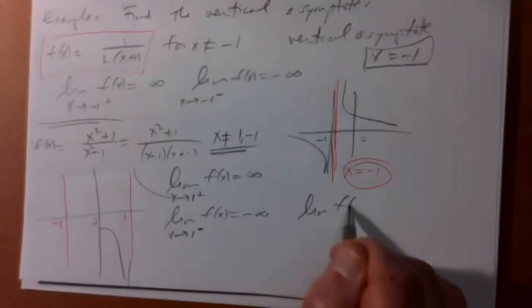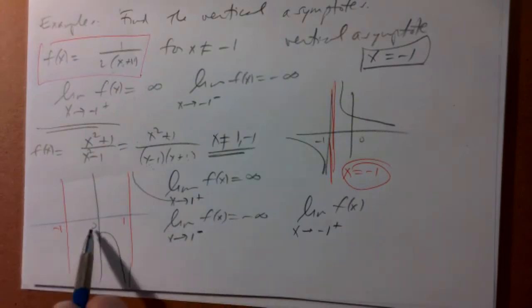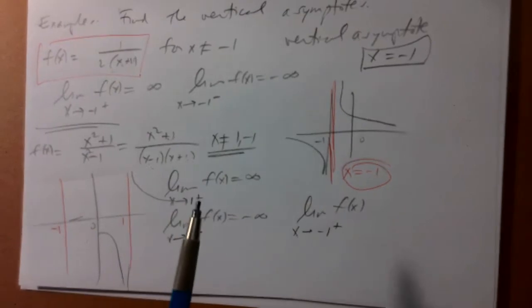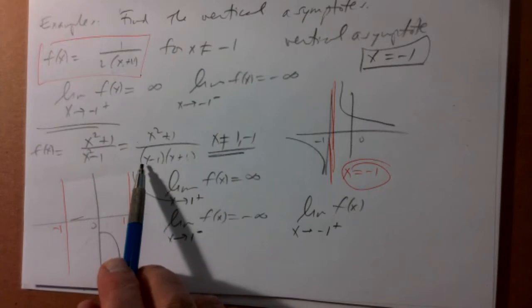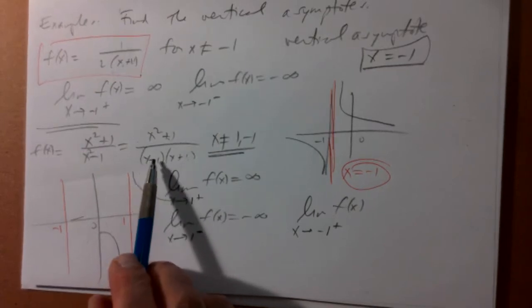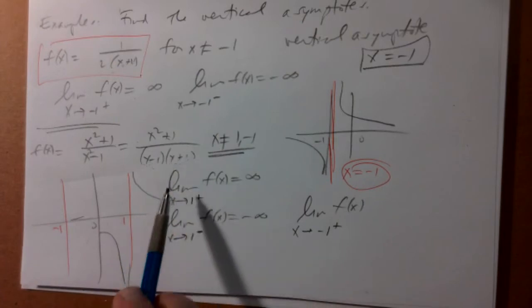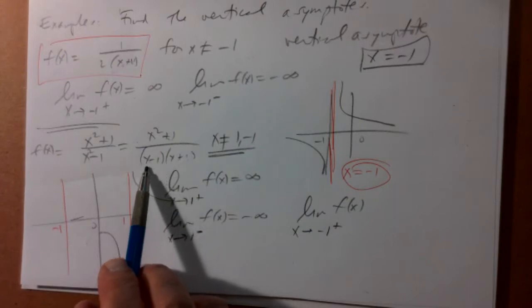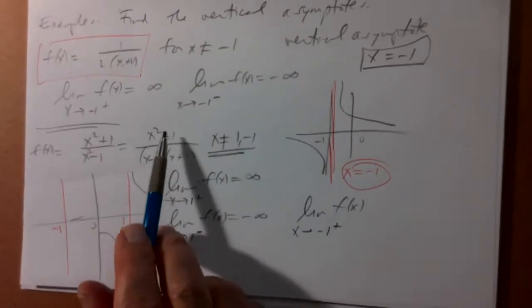What's the limit of f of x as x approaches minus 1 from the right? Well, this is going to be a negative number minus a negative. This is negative. But if x is bigger than minus 1, x plus 1 is positive. So we have positive, positive, negative. This is going to minus infinity.